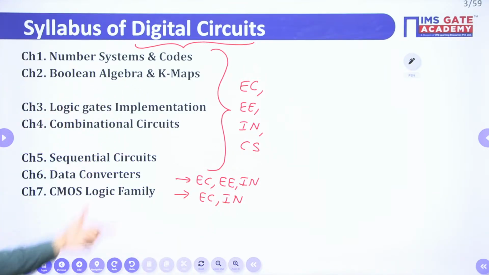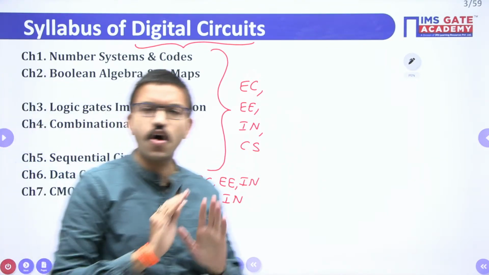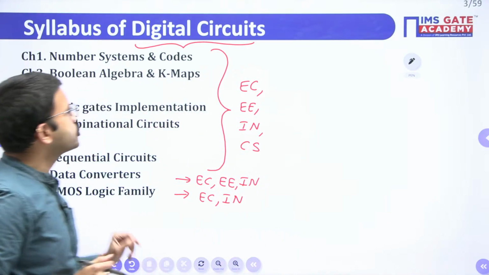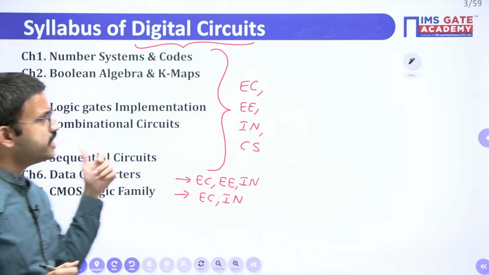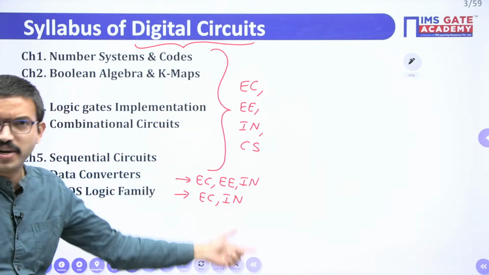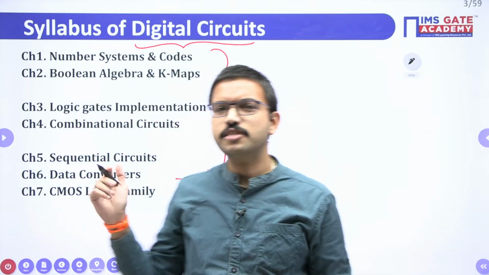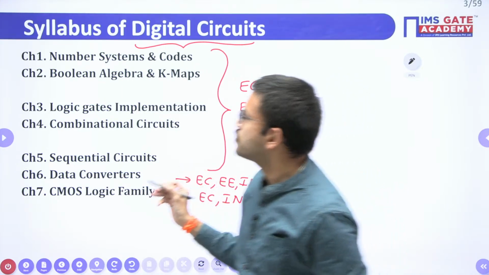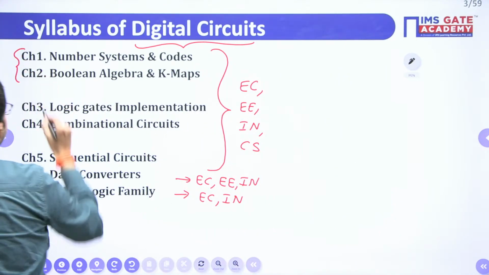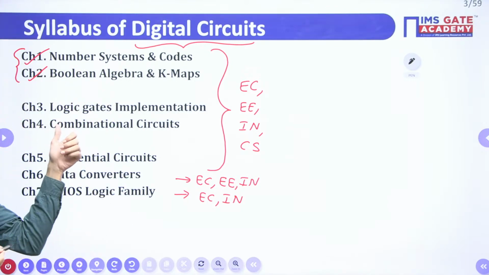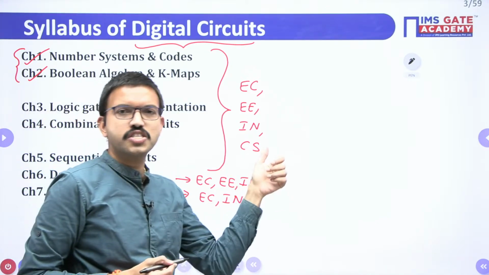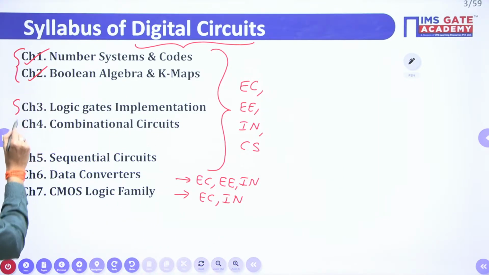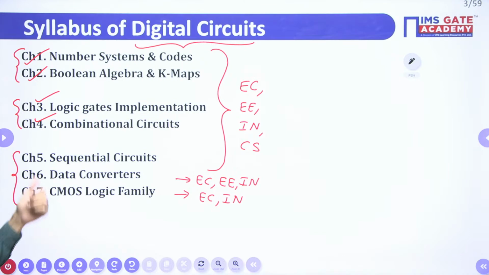If you observe the syllabus and the branches, the first 5 chapters are very important for all the 4 branches. Since digital circuit is common for 4 branches, I have planned 3 days for this subject. Regarding chapter 1 and chapter 2, I will discuss the questions in today's session. Tomorrow we will discuss the questions related to chapter 3 and chapter 4, and the day after tomorrow we will discuss the questions related to the last 3 chapters.